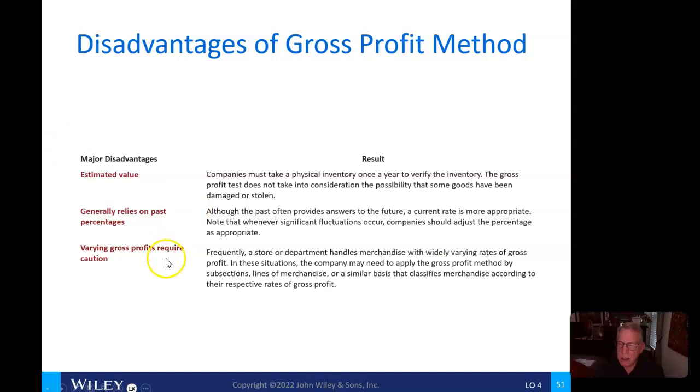And finally, the varying gross profits require caution because frequently a store or department handles merchandise with widely varying rates of gross profit. In these situations, the company may need to apply the gross profit method by subsections, lines of merchandise, or a similar basis that classifies merchandise according to their respective rates of gross profit.